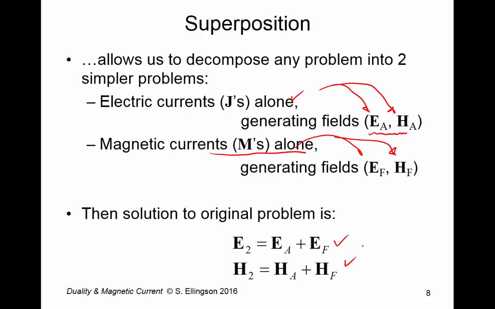So we add up the fields resulting from the electric current to the fields resulting from the magnetic current, and that's the total solution. And this is just nothing more than an expression of superposition.